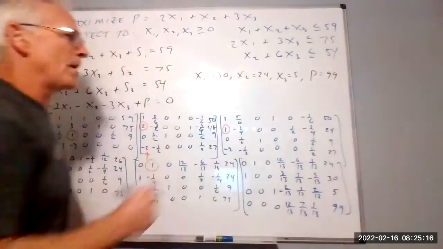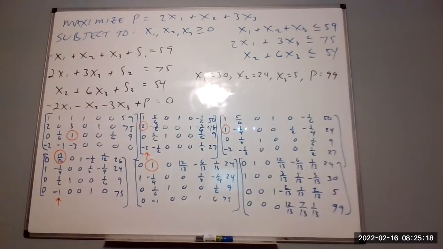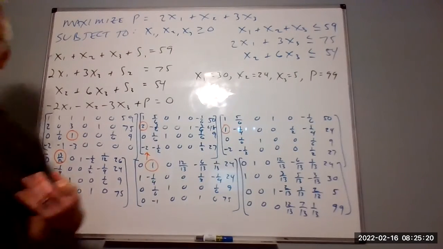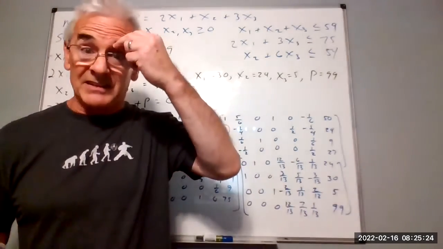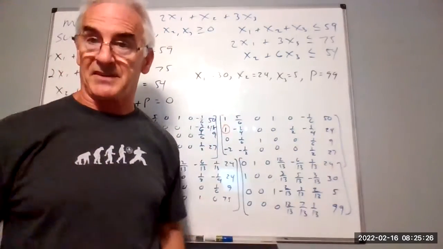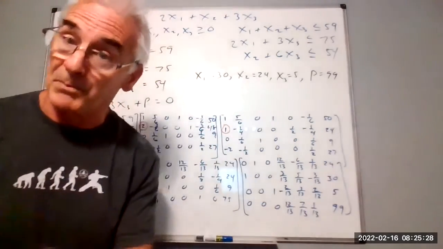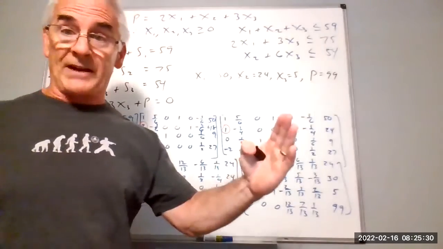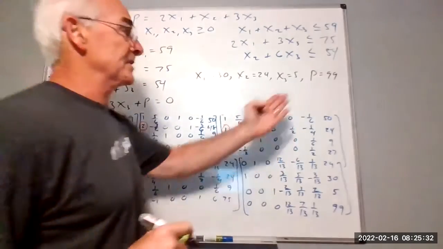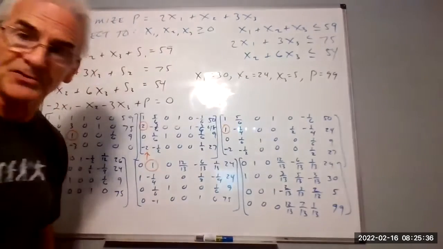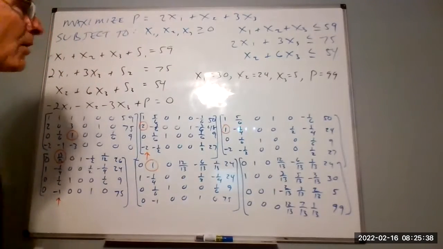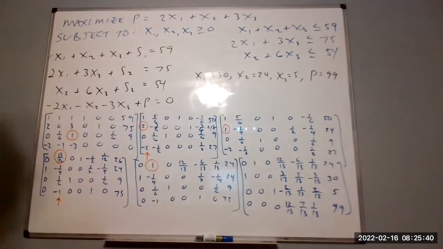Now you can represent your answer this way because x1, x2, x3 probably represent some form of resource. Use this many hours or this much money. This isn't a point in space necessarily. It is also completely correct to write it as an ordered triple. Say profit is 99 at 30, 24, 5. That's also totally acceptable.